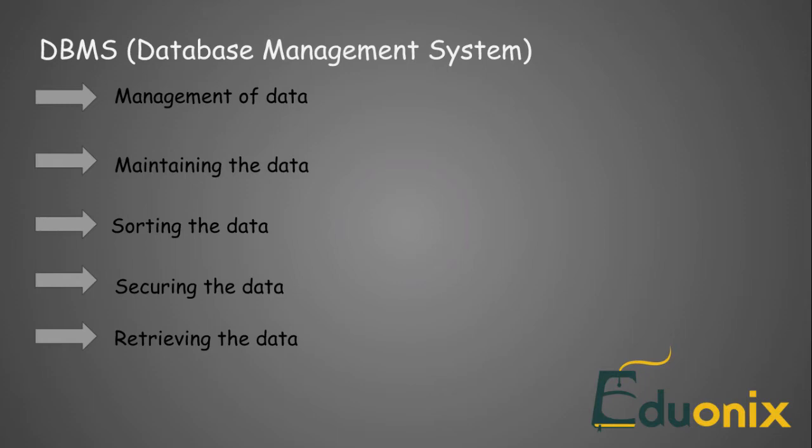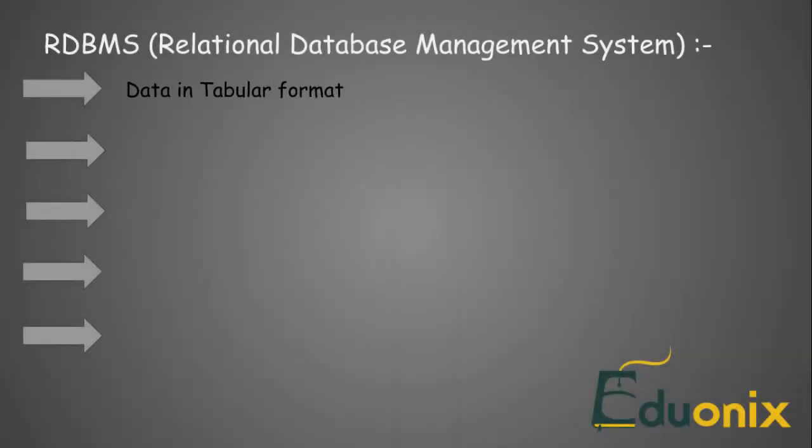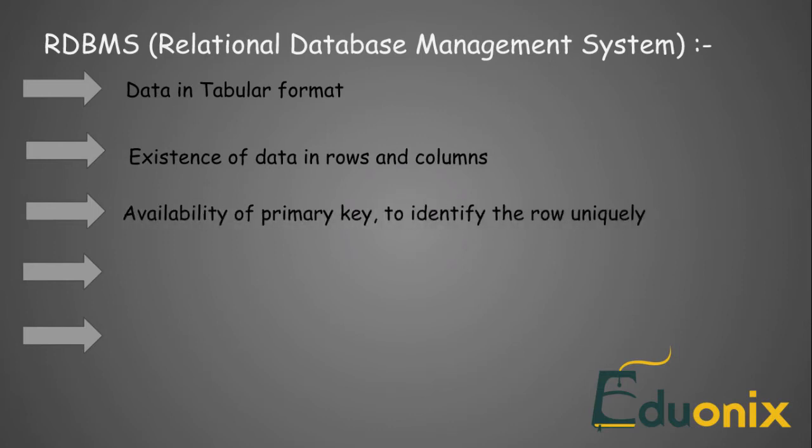Now, every database management system has a certain pattern to store the data, which is called a schema. The most popular and widely accepted schema is relational. So the most popularly used schema is the relational database management system. Coming to a relational database management system, it has certain advantages. First of all, data is in tabular format. Data is always available in a combination of rows and columns. It also provides a primary key to uniquely identify each row.